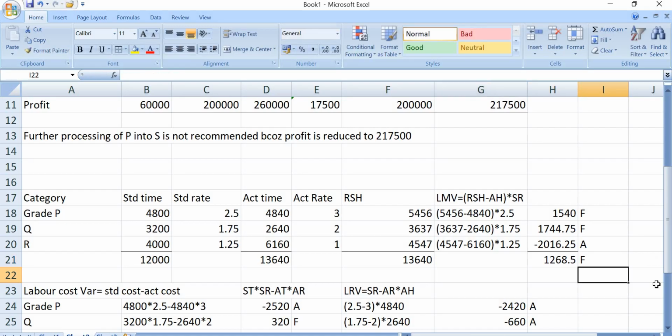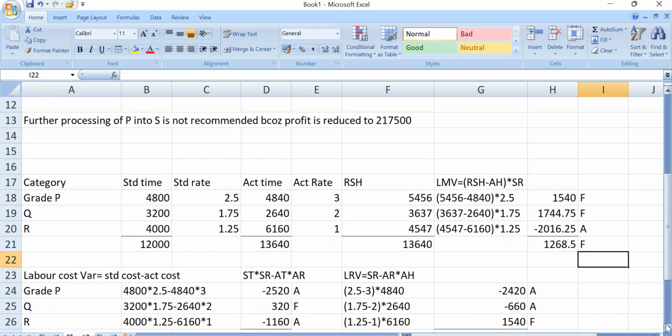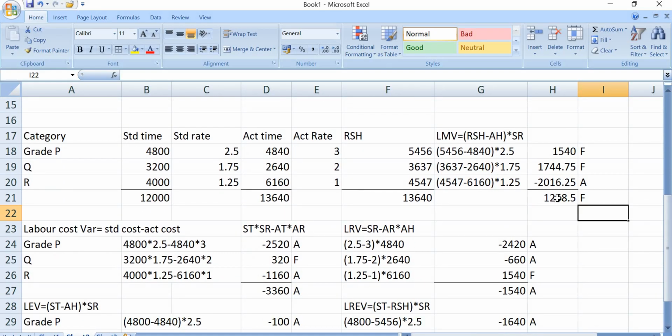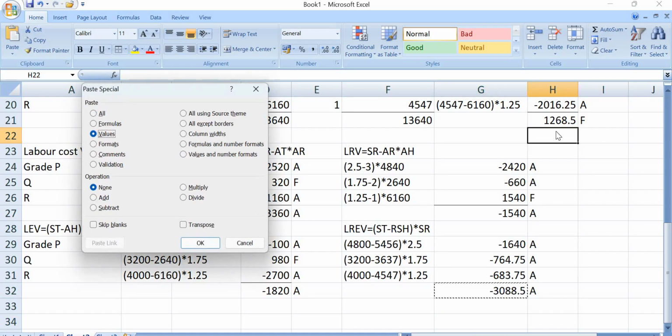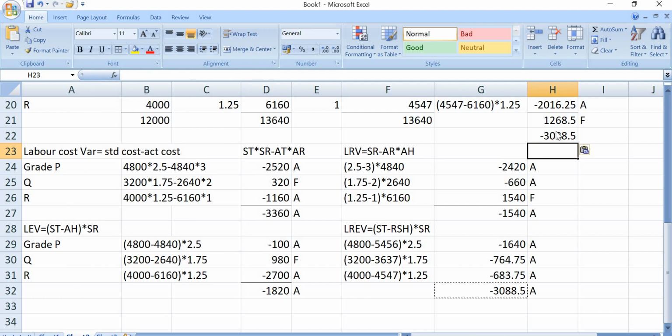So now we have another reconciliation. Here I am getting favor 1268, and here I am having 3088, right? So together I will be getting 1820. This is in minus, so adverse. So this should be matched with your labor efficiency variance. Then the calculation which we have done is perfectly matching.